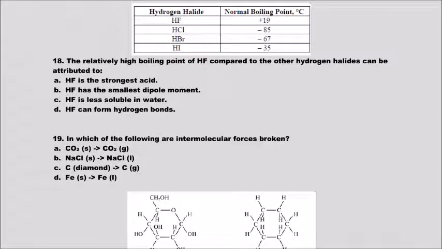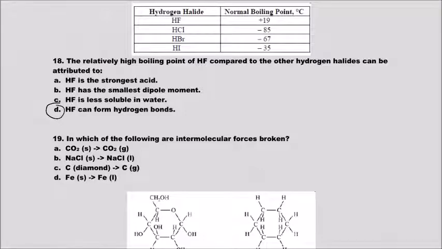18. The relatively high boiling point of HF compared to the other hydrogen halides can be attributed to. Okay, so look at the formulas. We know all of these are polar, mostly polar. HF is special because it can hydrogen bond.